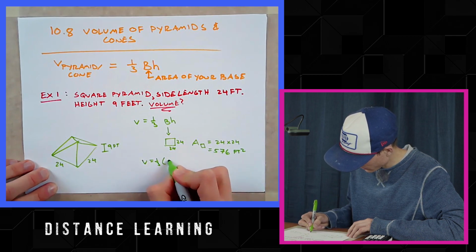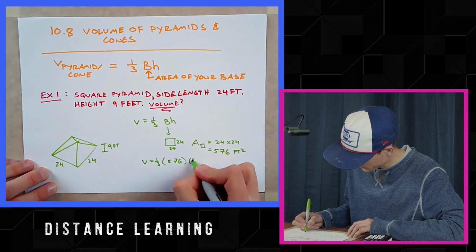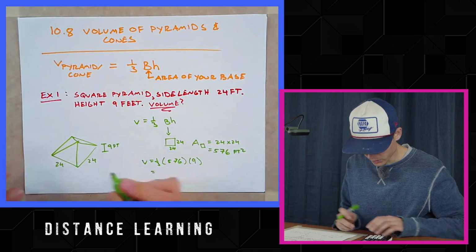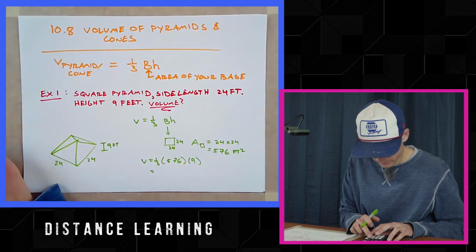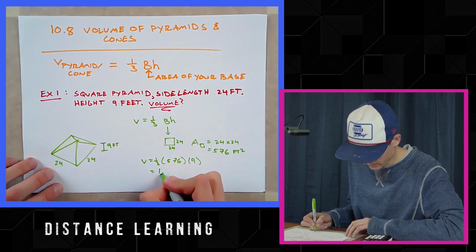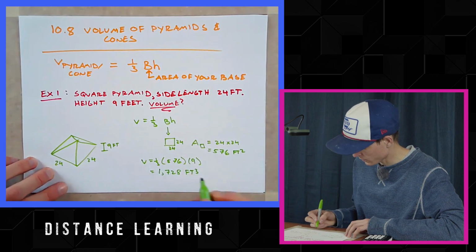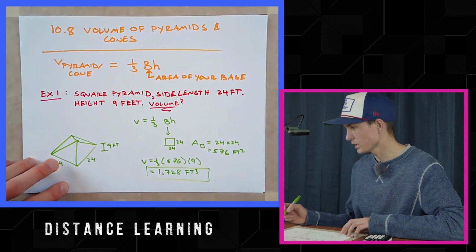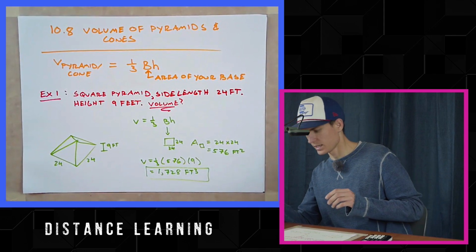So volume is 1/3. The base is 576 feet squared. The height is 9 feet. Multiply that together, and you'll get 1,728 feet cubed, cubic feet. Ooh, the book didn't even put units. Oh yeah, they did in the answer, put units. And that's it. It's not very hard.